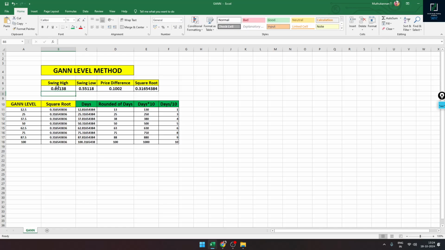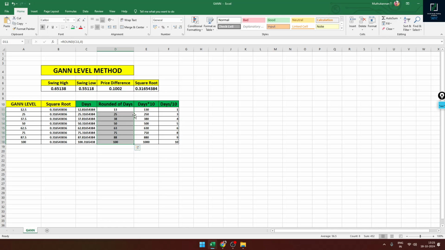Now if you see, these values are decimal values, right? It's a very small decimal value. It's not even a 1 or 2, it's a decimal value. That's the reason I did this multiplication method. Because if you see here, the price difference is 0.1002, and if you take the square root, it is like 0.3165. And what we are going to do is multiply with the Gann levels, and when you multiply, you will get the number of days. Okay, 12, 25, something like that, and the rounded off value you are seeing here.